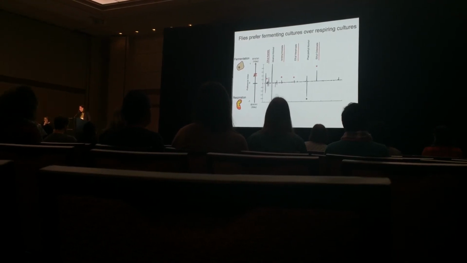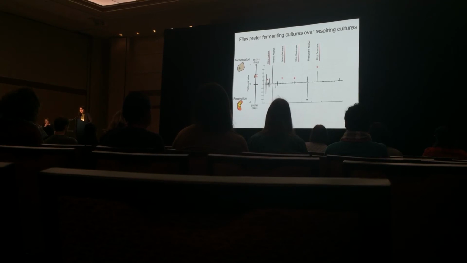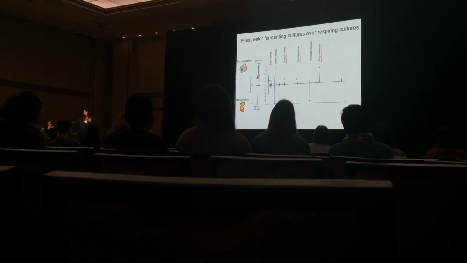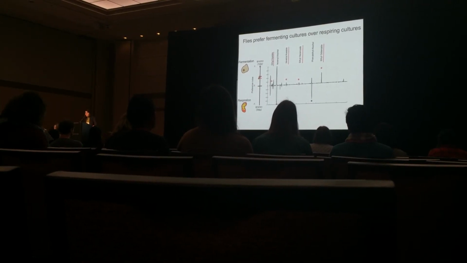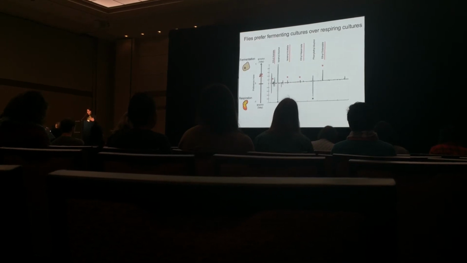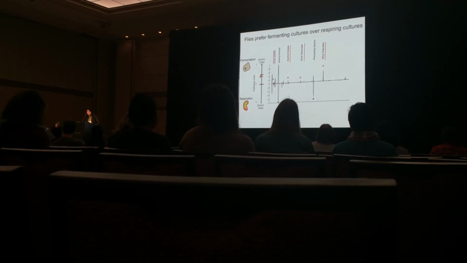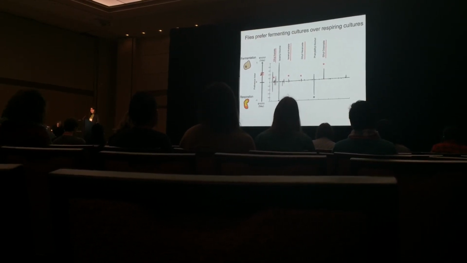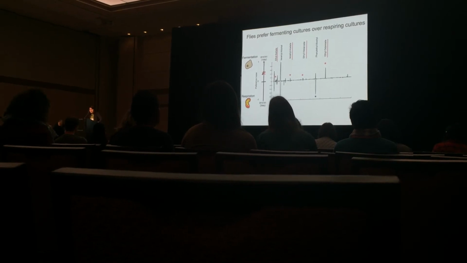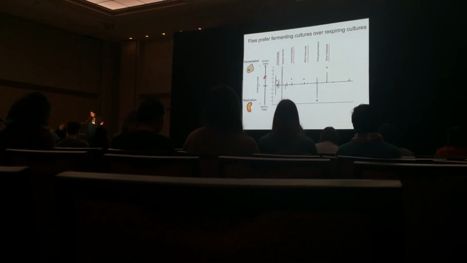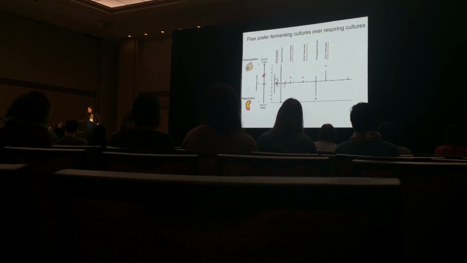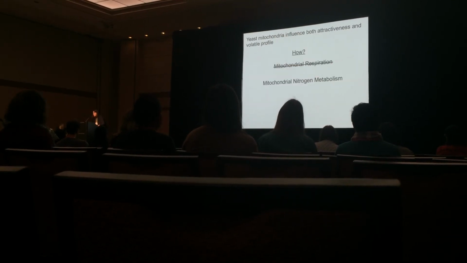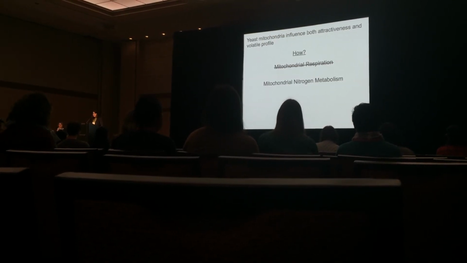But this sort of matched what we saw in the GCMS profiles. So respiring cultures actually stopped producing many of the attractive compounds that we had identified in the comparison between BY4741 and BY4742P. Okay, so it doesn't seem like it's respiration that's responsible for the production of these compounds and attractiveness. So I moved on to the next case.